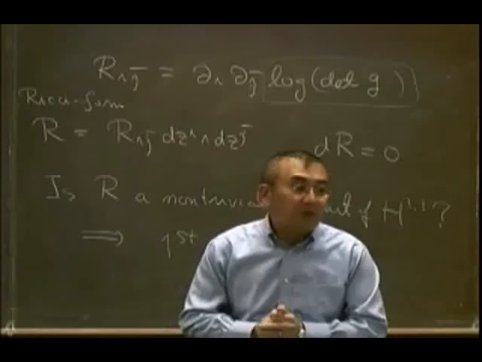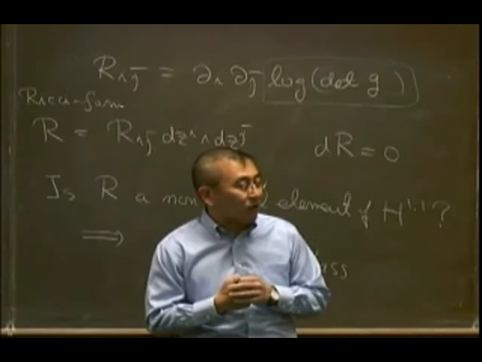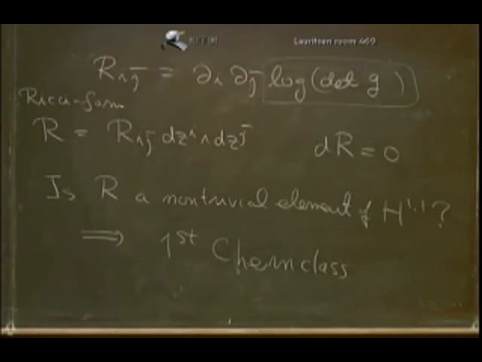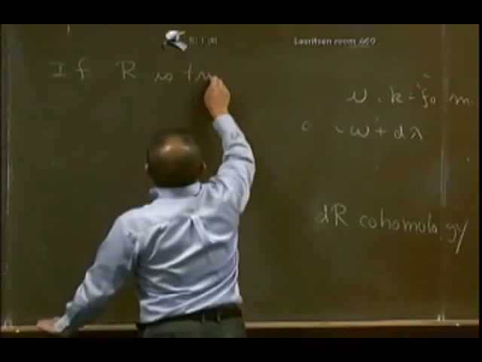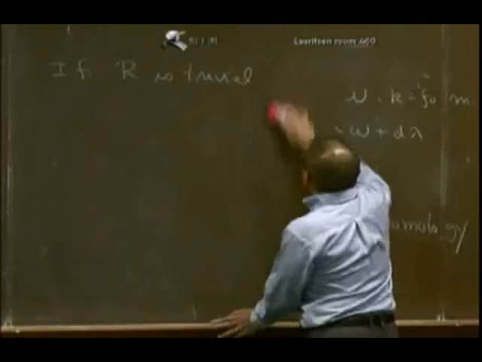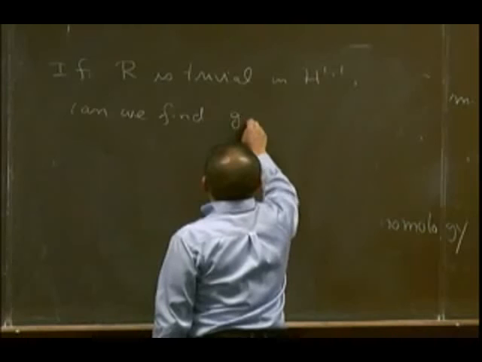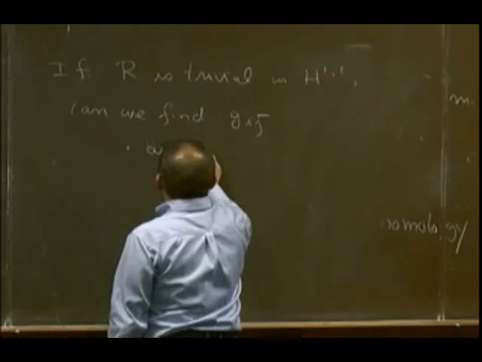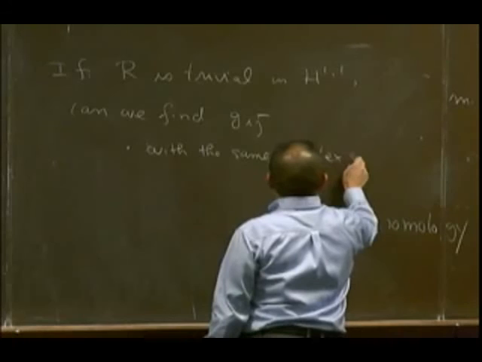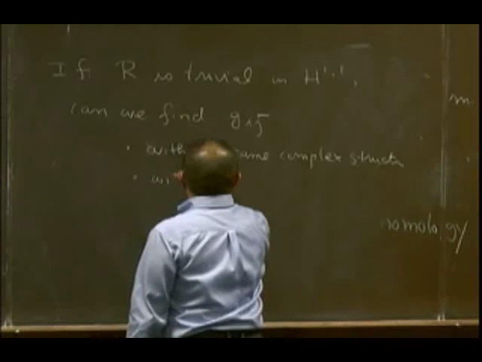In fact, it was initially thought that Calabi proved it, but there was a problem with the proof, so it was called Calabi's conjecture, which is that if R is trivial in H11, can we find a metric with the same complex structure and with the same Kahler structure?